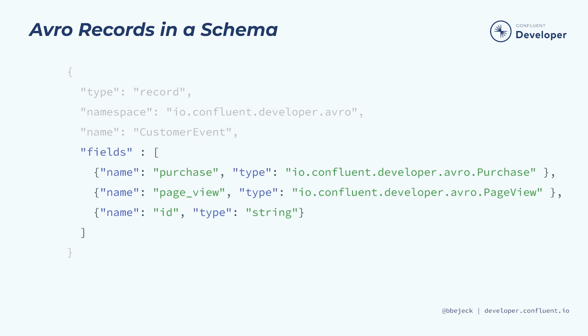And Avro also permits having another record as a field type. You can either have the full JSON definition in the schema, or use the fully qualified name of the record as shown here. But it's recommended that you use the name of the record so that when you make changes, all the other Avro files that reference it won't have to be updated.